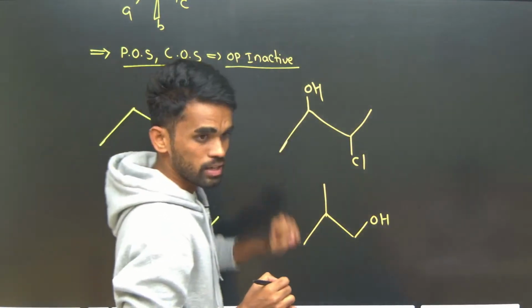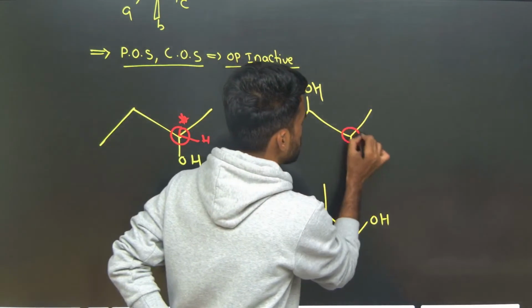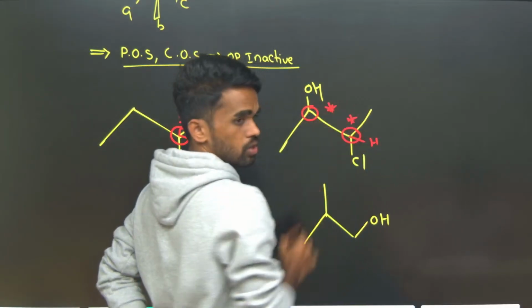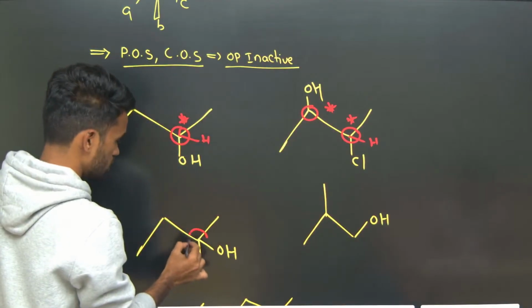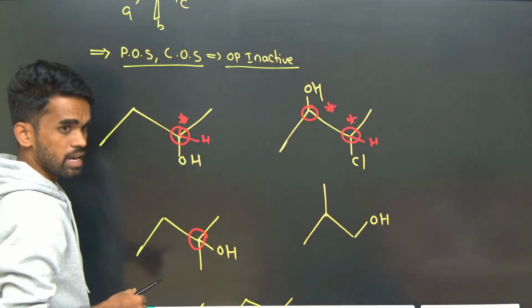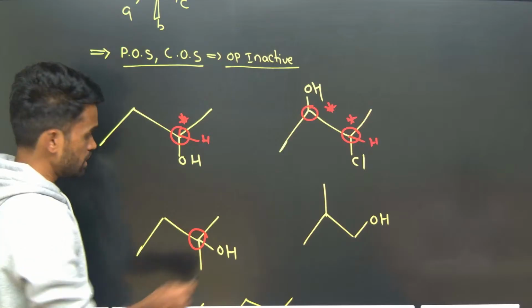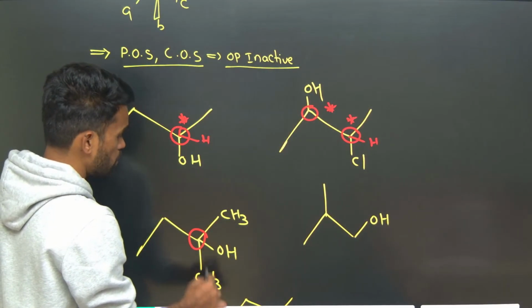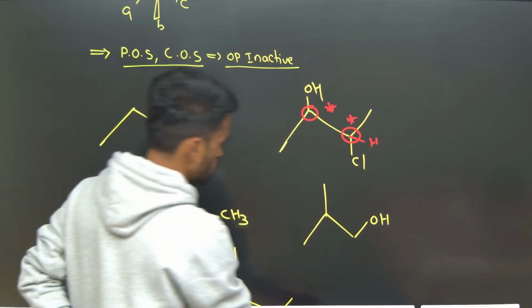Now what about this molecule? Yes, here we have 1 chiral center and here also. Okay, next, what about this? Is this a chiral carbon? See, this is a methyl group, this is also a methyl group. It means this is optically inactive. Okay, it's not a chiral carbon.